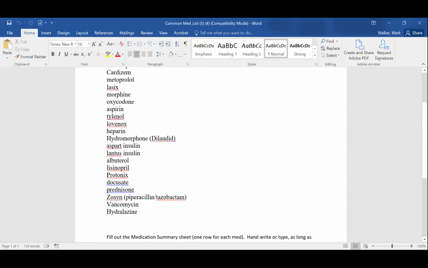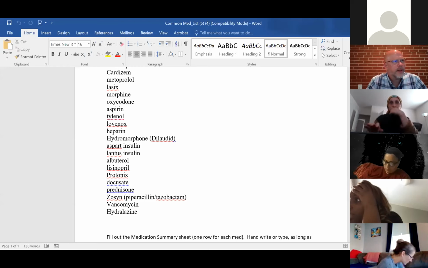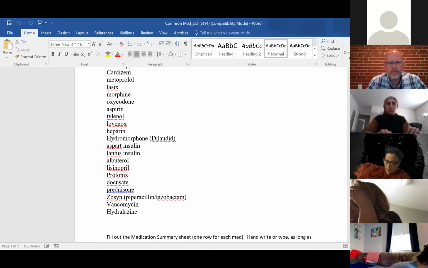Is this document on Joule? Yes, so if you go to clinical resources, under that folder, you will see commonly given medications, common med list. Okay.